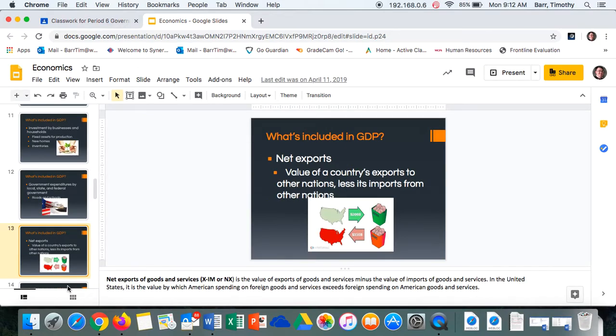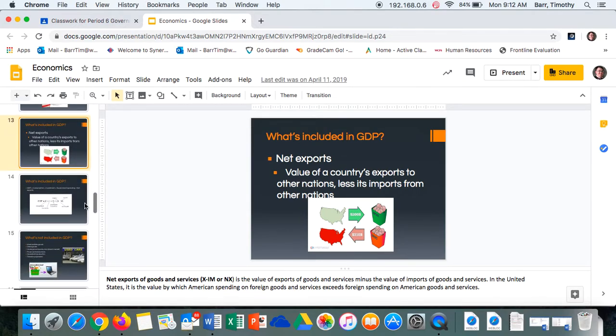And then net exports. So, you have exports, which is how much money we send to other countries. Like if we create a good in America and send it to Europe, that's an export. And then imports are what we get from other places, such as we get items from China all the time. So, exports minus imports. If you import more than you export, you're going to have a negative number. And that's okay. It goes into your GDP.